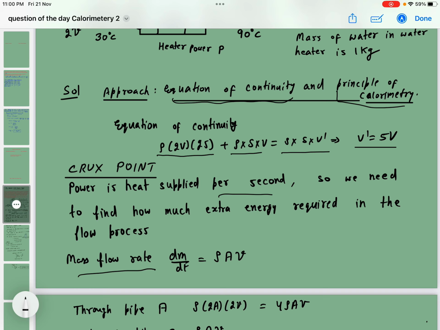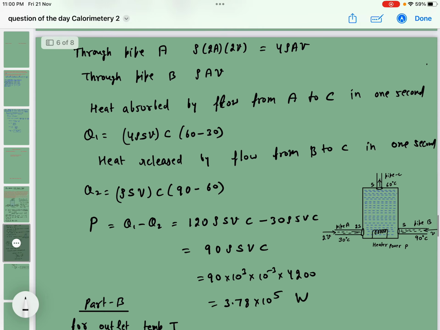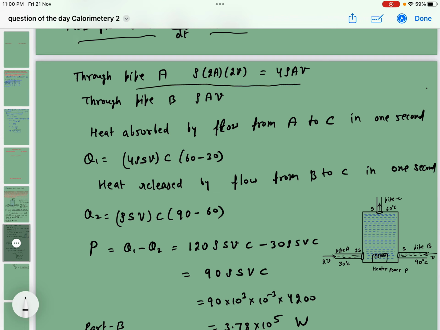So mass flow rate, we can write like this. Through pipe A, how much mass is flowing? That is 4 rho AV, that is entering. And through pipe B, it is rho AV, and this is also entering. So heat absorbed by flow from A to C in 1 second: whatever flow is entering here is leaving here at 60 degrees Celsius. So we can just assume that in 1 second whatever water is coming in, that is coming out here with its raised temperature. So how much is the heat absorbed?